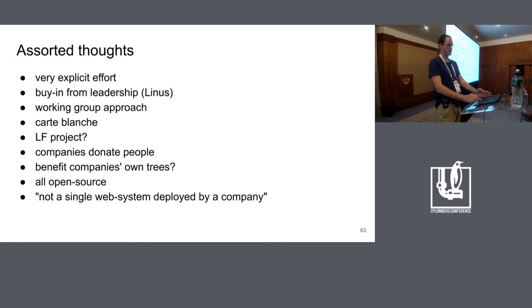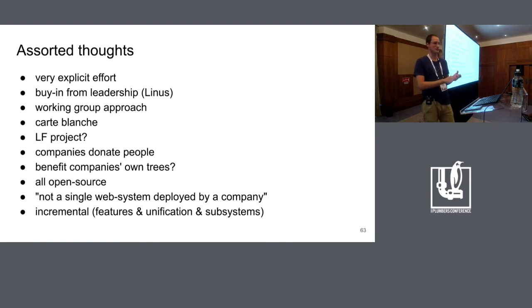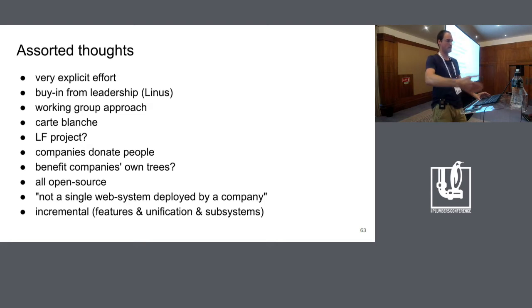Obviously, it all needs to be open source and probably not this kind of single web system deployed by a single company thing. Also needs to be incremental in multiple dimensions, in the features as we implement them, but also in unification. So the first step may be to have several fragmented things just be unified under a single interface to the higher level and to the lower level. So this fragmentation becomes local within a single block rather than global and affecting the whole system. And the subsystems also, as they switch to this new tooling, it also needs to be incremental.